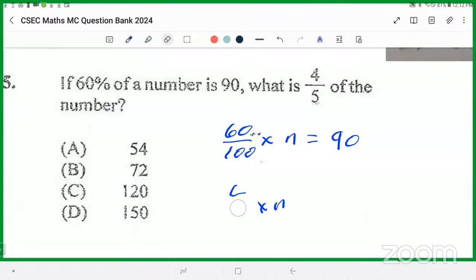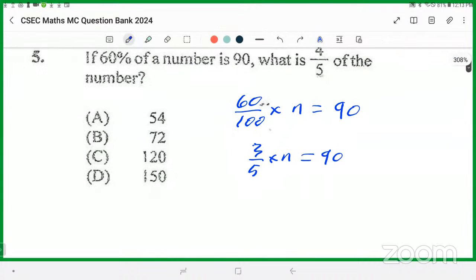So you work it down. This over here is the same as 3/5, because you divide this by 20, you get 3, and divide this by 20, you get 5. So this is 3/5 right now. So we can say, okay, 3/5 times the number is 90. I want this to become 4/5.